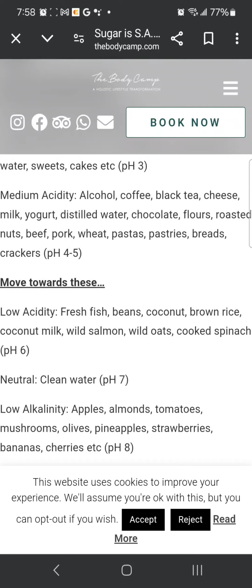I eat plenty of beef. I don't eat any pork. Wheat, yeah, I don't know. Just maybe a burger bun. I don't really care about that. Pastas, I'm not big on the pastas right now. Pastries, pretty much no. That's just all sugar. Breads, I don't know what they mean by breads.